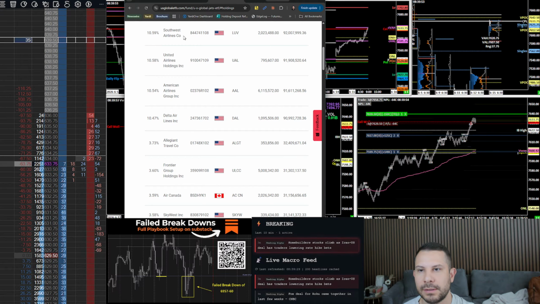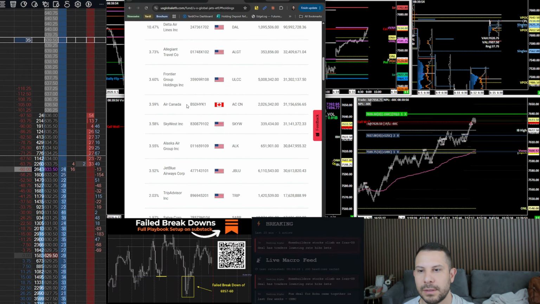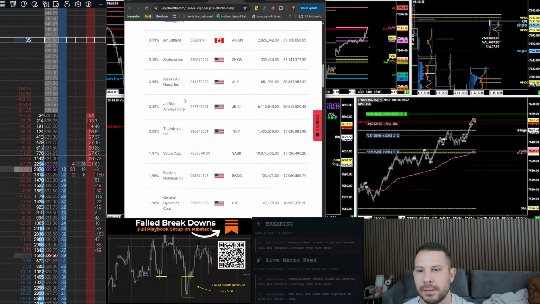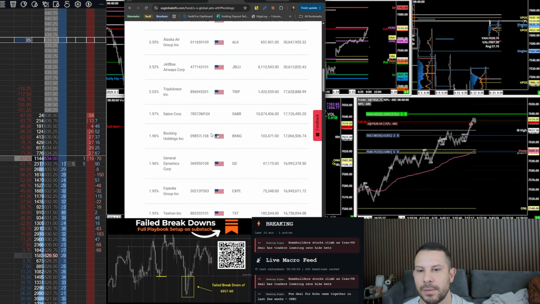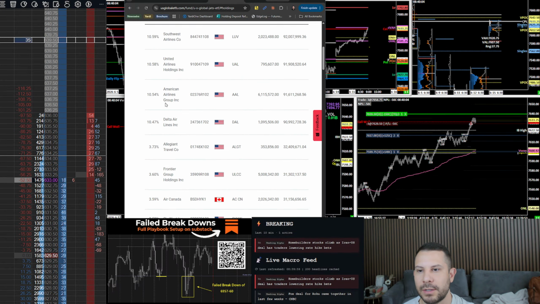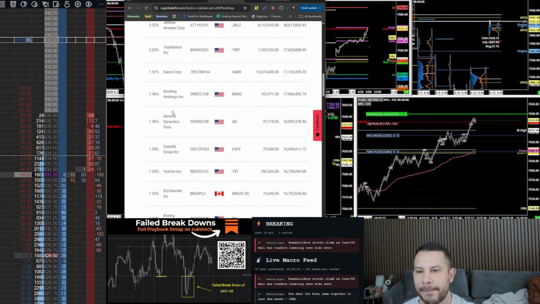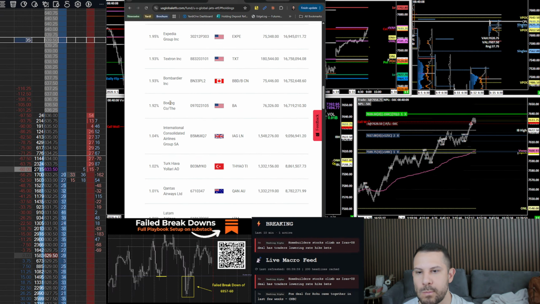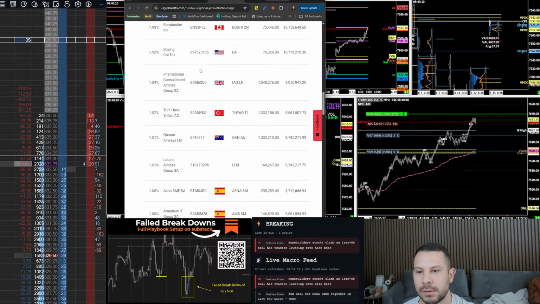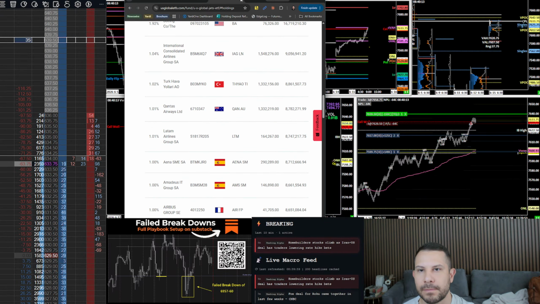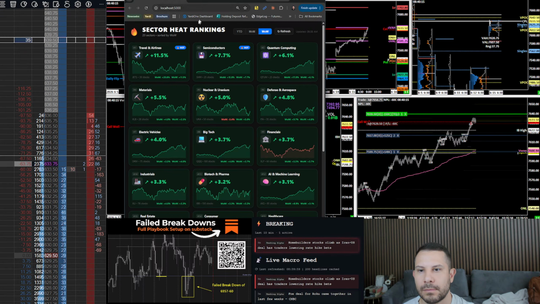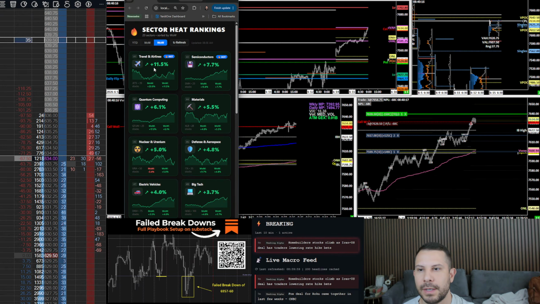So it looks like pretty much just airlines. United Airlines, Southwest, American, Air Canada. Well, there's some travel, so there's Booking, but it's only a 1% holding. Most of them are actual airlines. Boeing's 2%, interesting. So yeah, looks like airlines definitely taking a good momentum off the news this weekend.